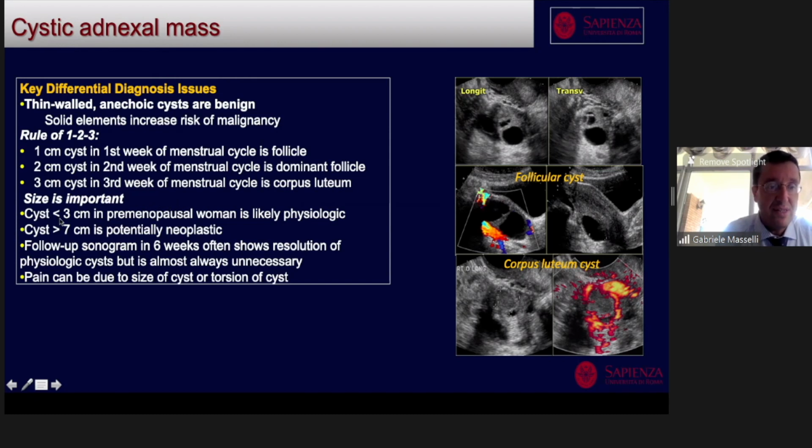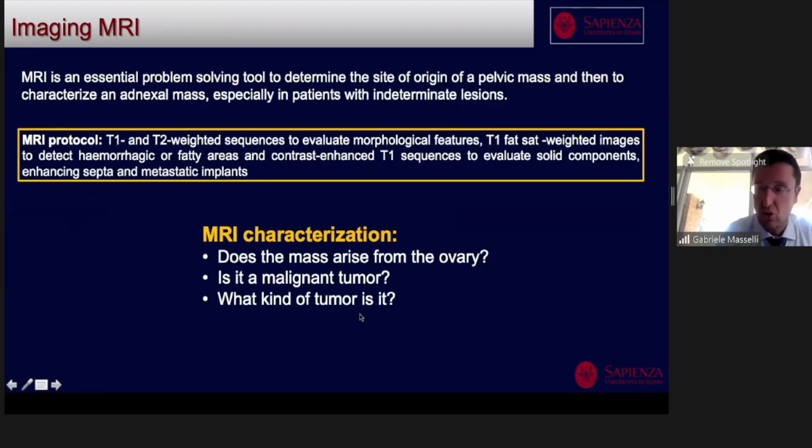If you find a cyst that is less than 3 centimeters in a premenopausal woman, it's likely to be physiological. If the cyst is bigger than 7 centimeters, it's potentially neoplastic. Follow-up ultrasound in 6 weeks is often recommended to evaluate if there is resolution of a physiologic cyst. And you can also find pain that can be due to the size of a cyst or its torsion.